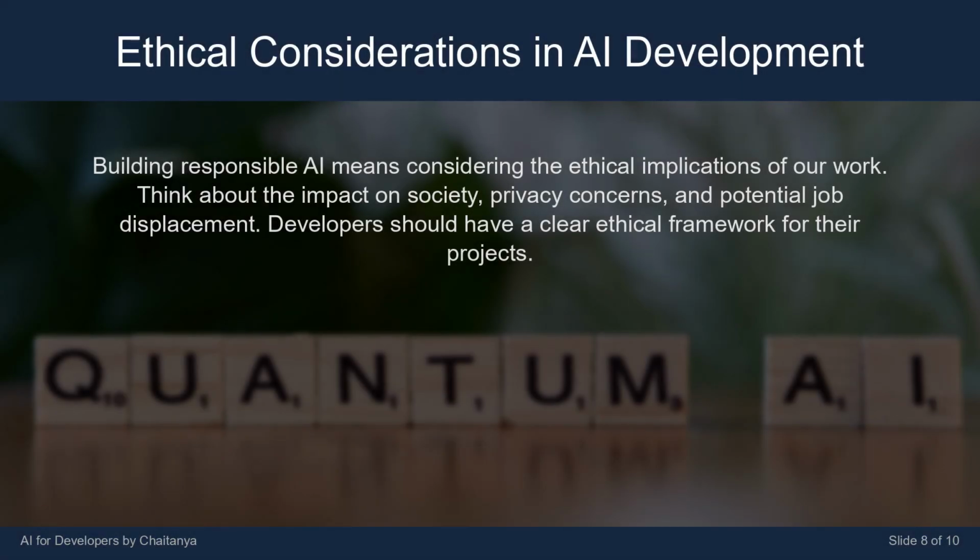Building responsible AI means considering the ethical implications of our work. Think about the impact on society, privacy concerns, and potential job displacement. Developers should have a clear ethical framework for their projects.